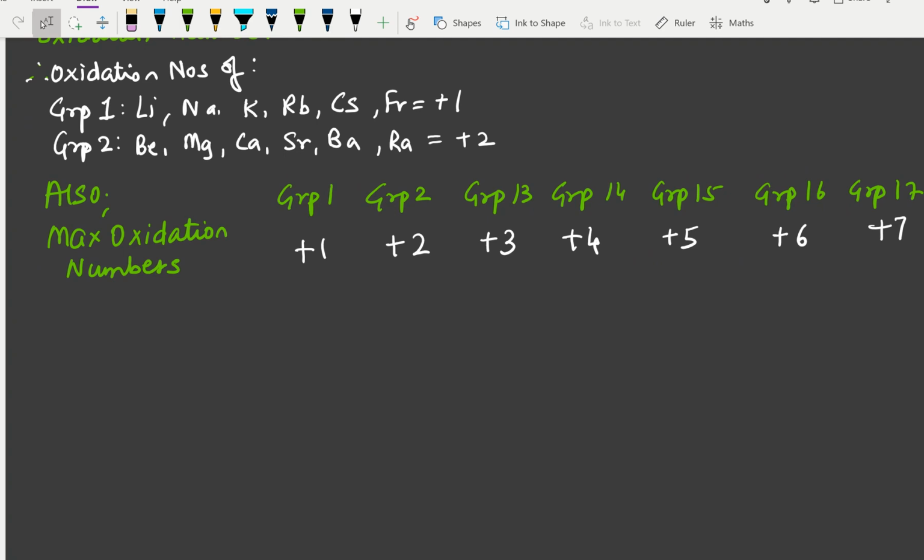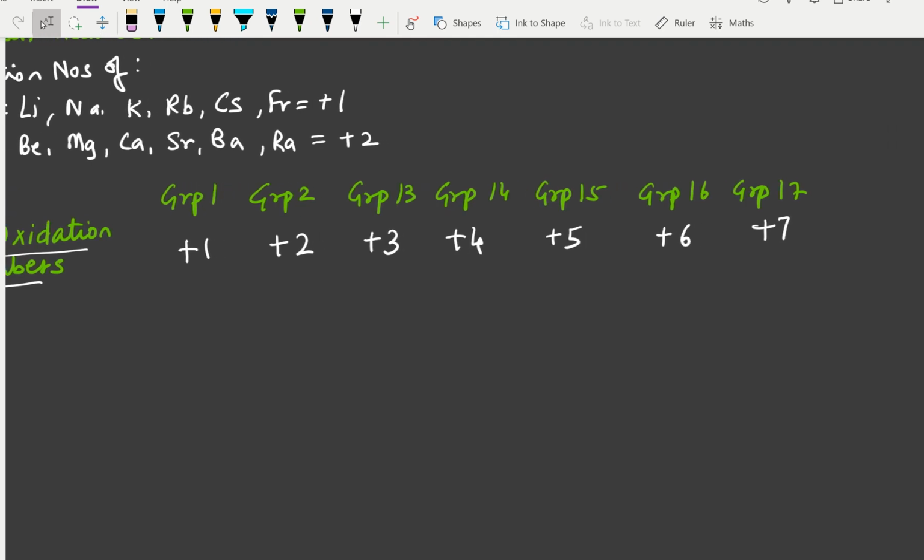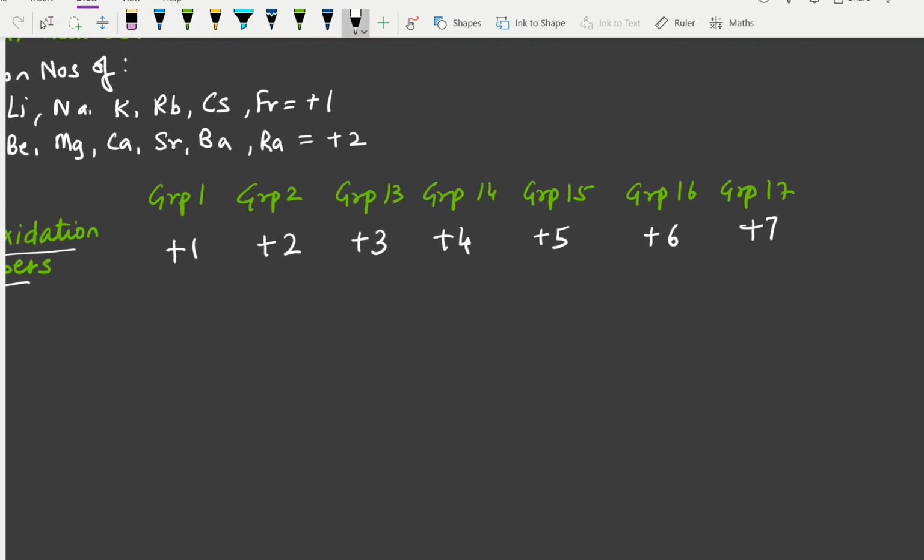Now below what have I written? Well, below I have written the maximum oxidation numbers. Now please be careful, I'm not saying the oxidation numbers, I'm using the word maximum oxidation numbers. What do I mean by that? That means there can be other oxidation numbers as well, but if there is more than one oxidation number, then there are certain rules that you need to keep in mind. So for example, the maximum oxidation number for group 1 is always going to be 1, for group 2 it is going to be 2, and for group 13 it is going to be 3.